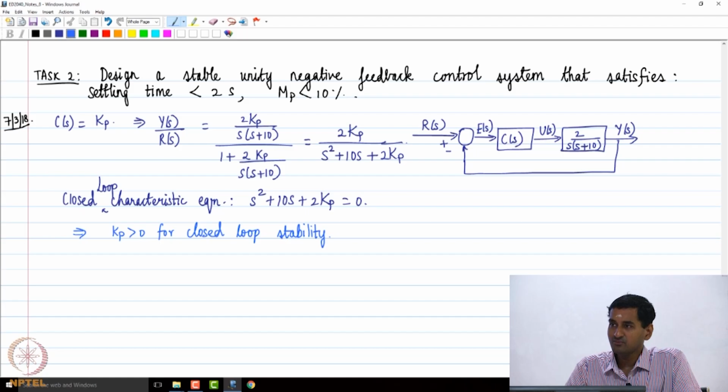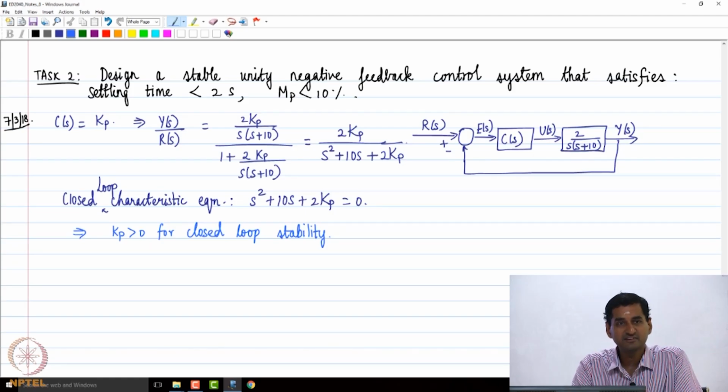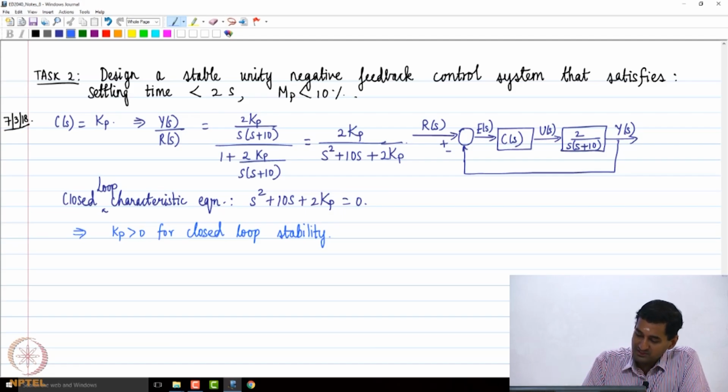That is the condition, but that's not the only thing we are expecting. We are essentially expecting performance requirements also. So the question becomes, how do we choose Kp such that we satisfy the two performance requirements? We see that the proportional controller works as far as satisfying closed loop stability is concerned. Now let's look at performance. So Kp greater than 0 works.